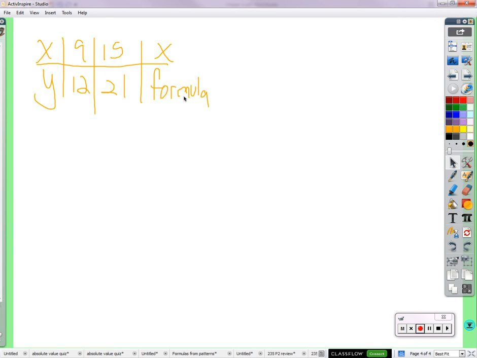If I cover this up with my hands, this information by itself, how useful is it? Not a lot, especially for predicting the future or looking into the past. Just knowing that at 15 hours somebody had $21 doesn't tell us a lot. We have to know something else. Well, here's something else that we know: at 9 hours we had $12.